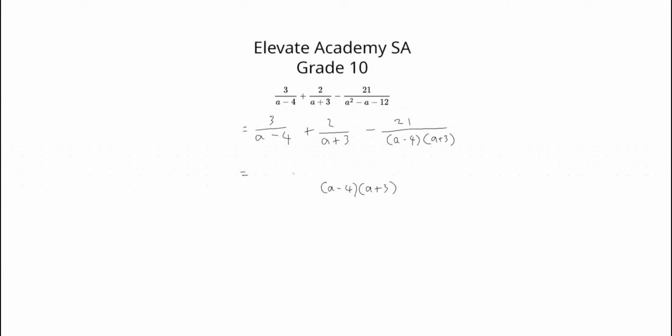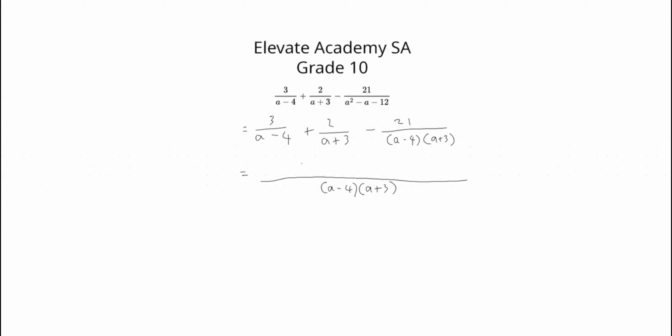So how do we make sure that this denominator is okay? We make sure that each of these denominators can be divided by the lowest common denominator. So can a minus 4 go into this? Perfectly, absolutely. Can a plus 3 go into this? Definitely. And can this entire thing be found here? Absolutely. So we know we're on the right track.